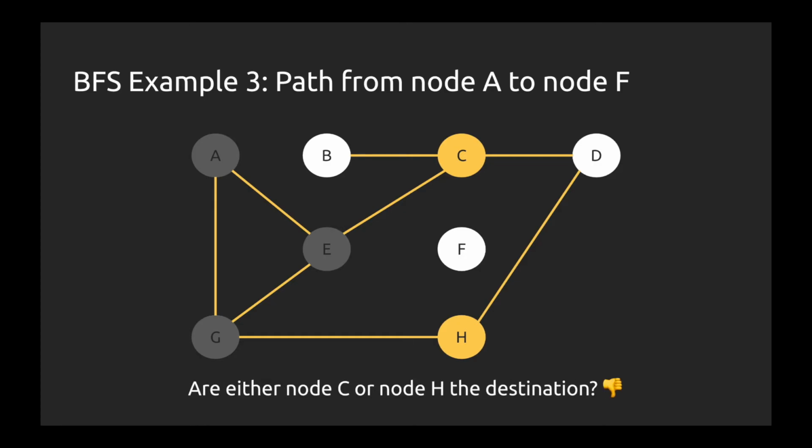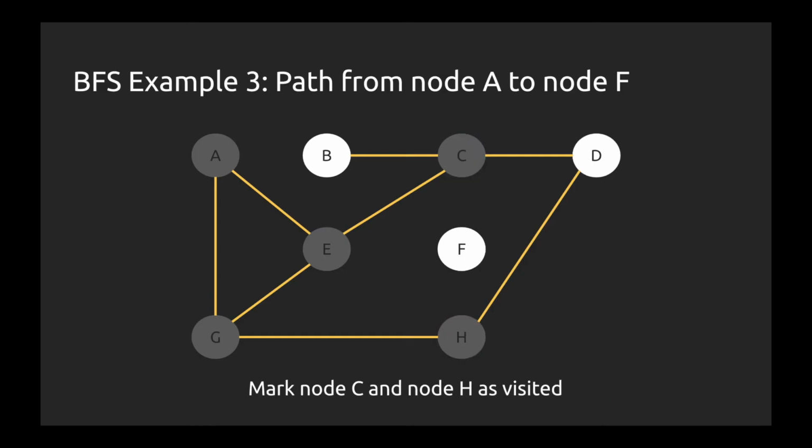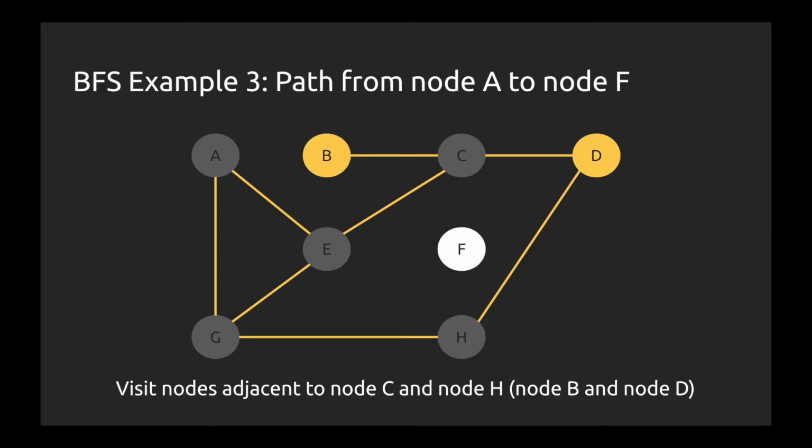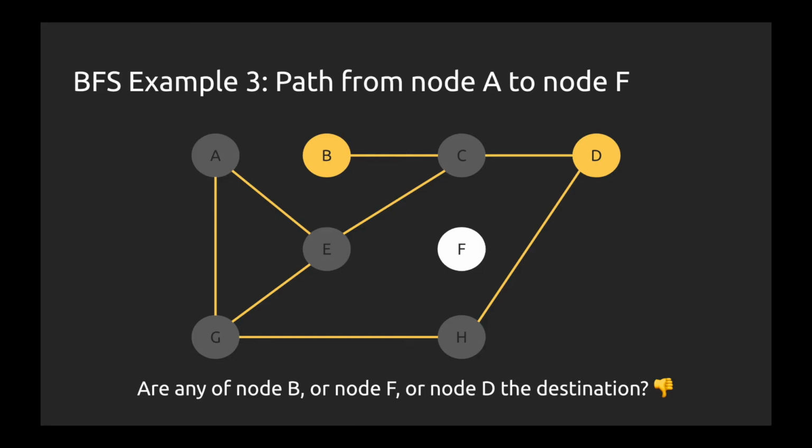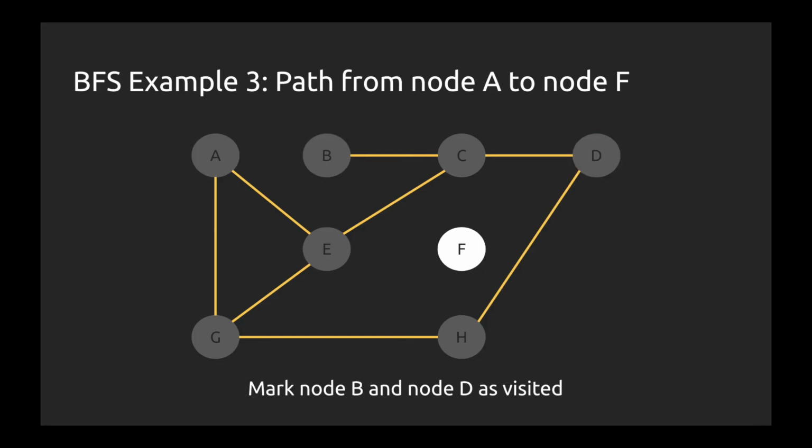We ask ourselves, are they the destination? No, they're not, so we go ahead and mark them as visited, and then visit their adjacent nodes, B and D. Once again, ask if any of them are the destination. No, they're not. Mark those as visited, and there are no more adjacent nodes to either B or D that have not been visited. So what do we learn? We found out that there is no path that exists from node A to node F.